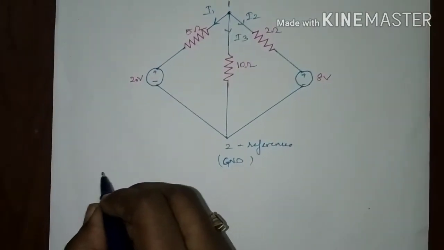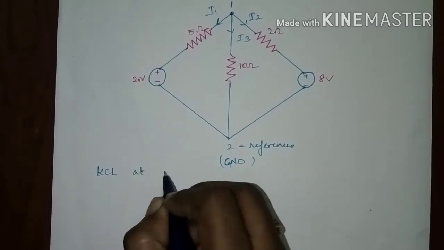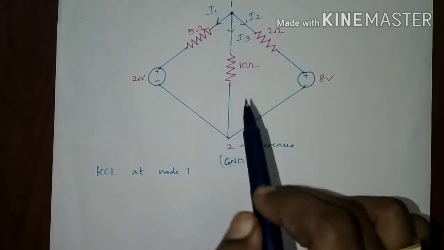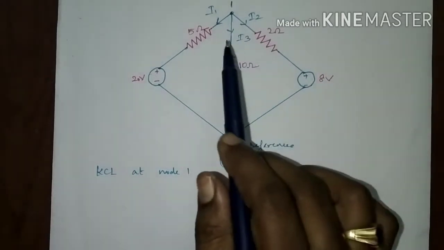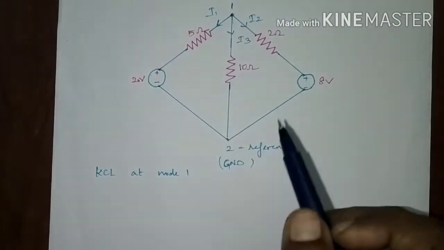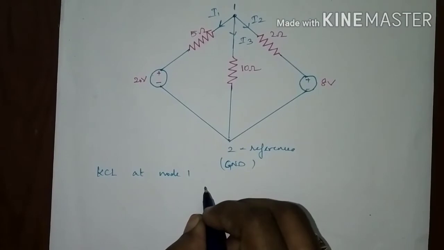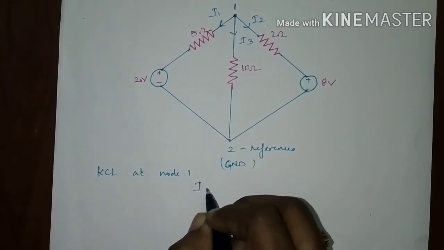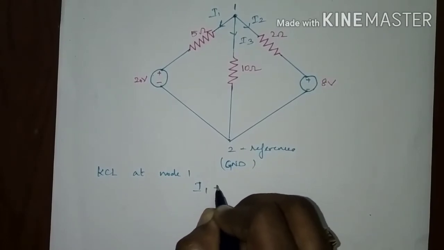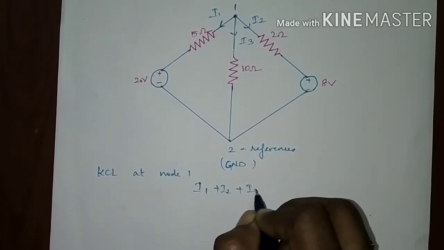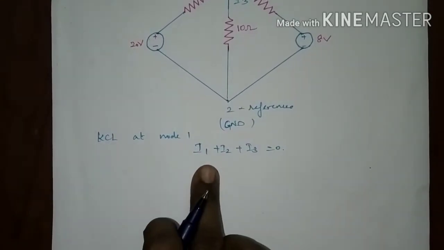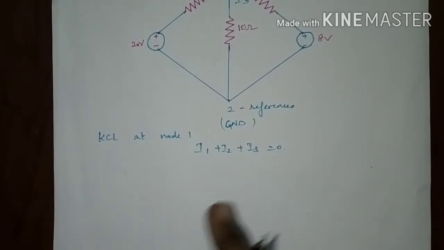You apply KCL at node 1. Here there are only two nodes, one is grounded, and you will get equations for the other node only. If you apply KCL at this node, the sum of the incoming currents is equal to the sum of the outgoing currents, or the sum of incoming current minus outgoing current would be equal to 0. So, I1 plus I2 plus I3 is equal to 0. On applying KCL, we get the equation I1 plus I2 plus I3 equal to 0.